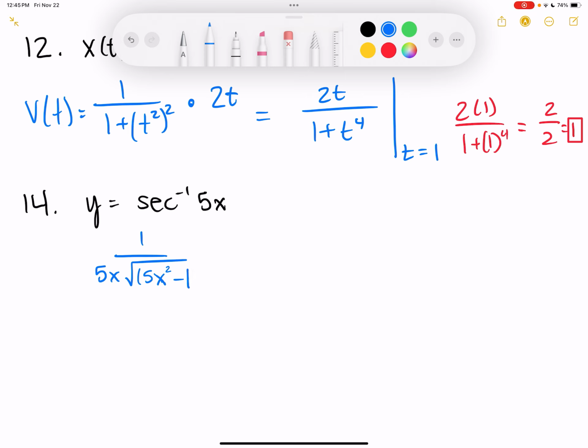But it's also a chain rule, so what do I need to multiply by? 5. So the 5 on top and the 5 on the bottom cancel, so I end up with 1 over x times the square root of 25x squared minus 1. And that's it.